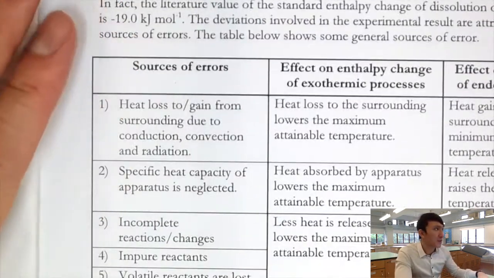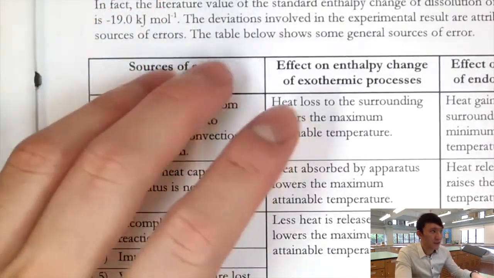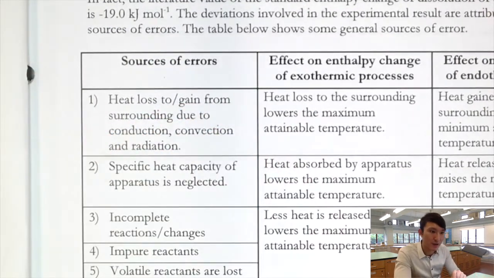Now, here, some common sources of error. That one would be very useful when it comes to doing experimental reports, because very often they will ask you about the source of error, ways of improvement. This is a good example to illustrate that.